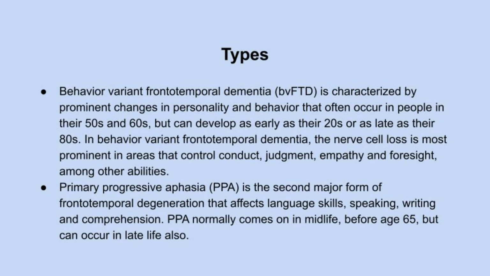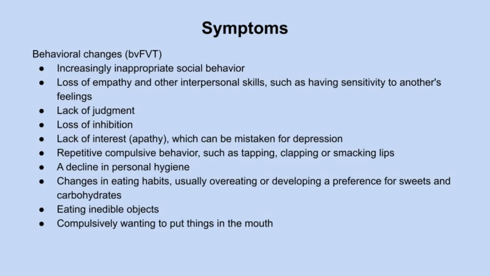PPA normally comes in midlife before age 65, but can occur in late life also. So the symptoms are behavioral changes. The most common involve extreme changes in behavior and personality.